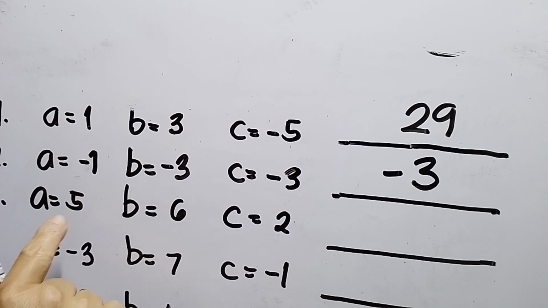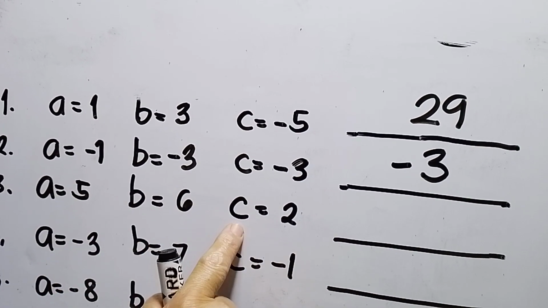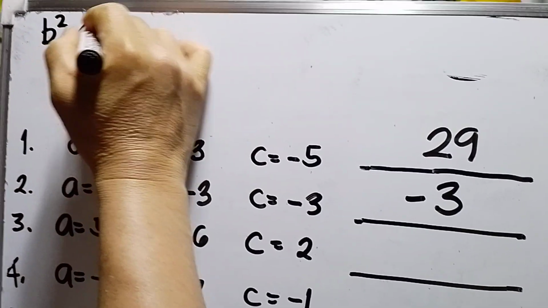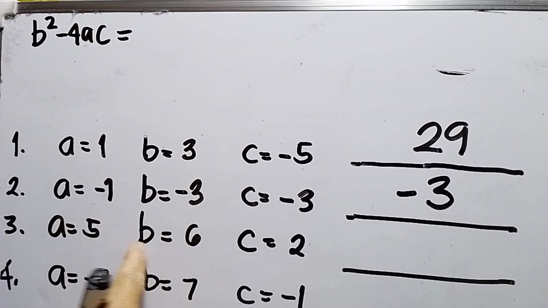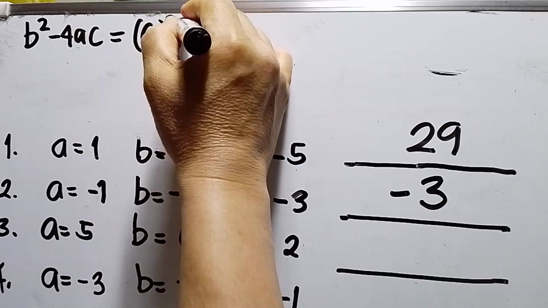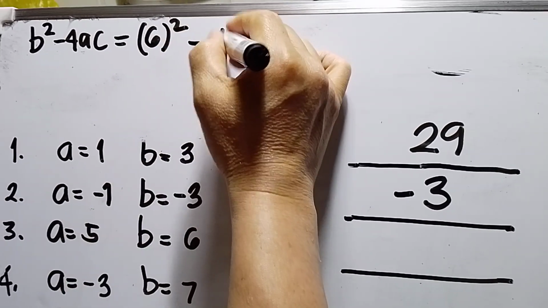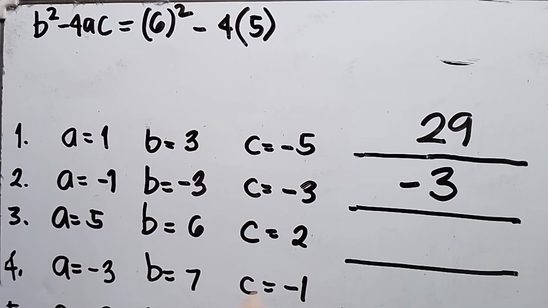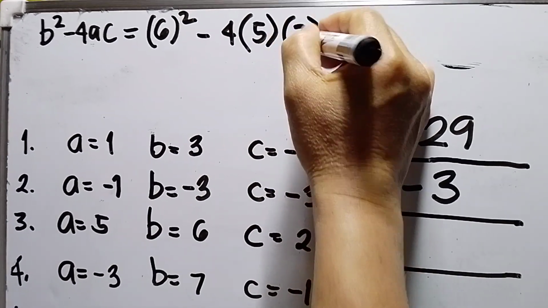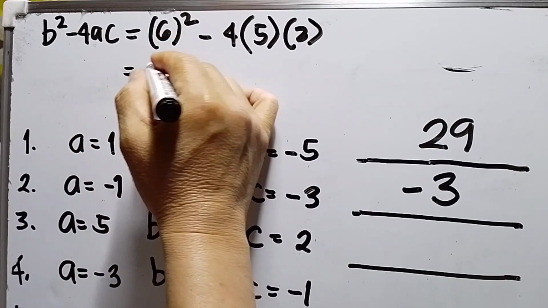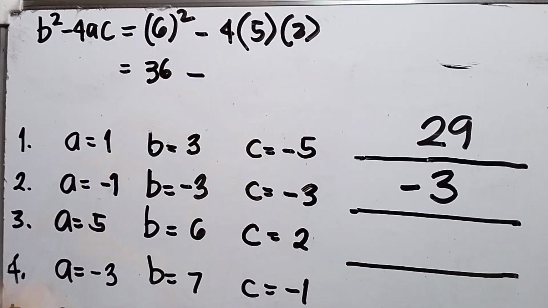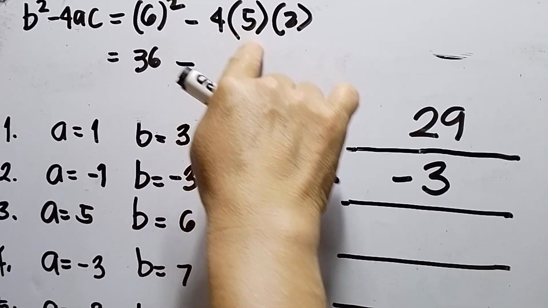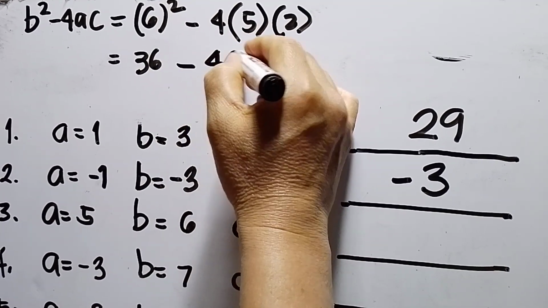Number 3, a is 5, b is 6, then c is equal to 2. So formula, b squared minus 4ac. So b squared, 6 squared, then minus 4, a is 5, c is positive 2. So this will be 6 squared is 36, then minus 4 times 5, 20, times 2, 40.